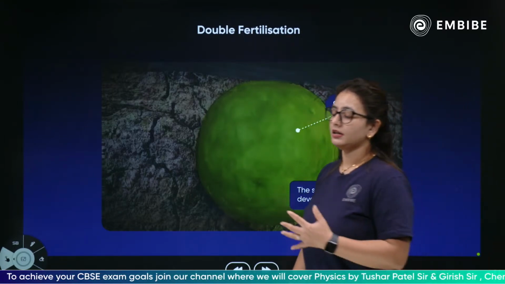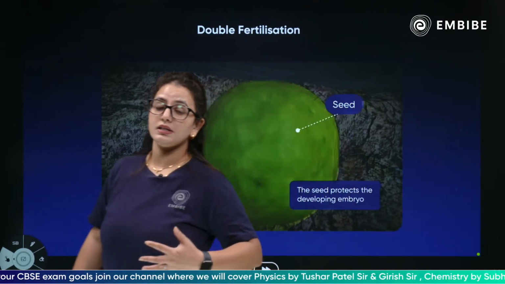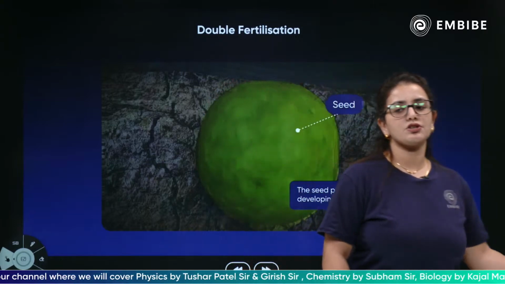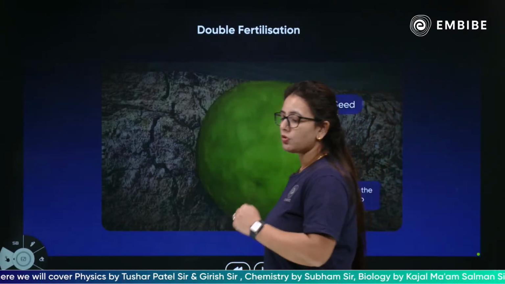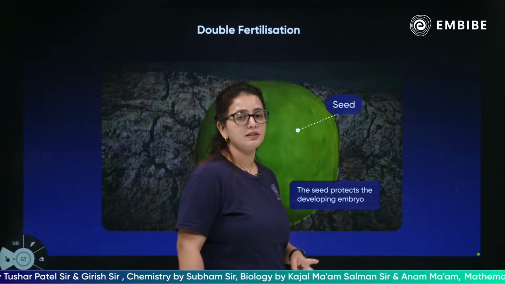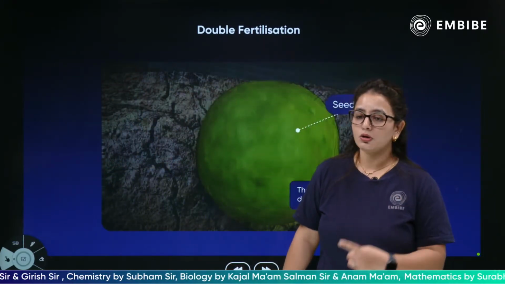So, this is what double fertilization is. This is what the angiospermic family is known for. Yes, they show the double fertilization and triple fusion. What is double fertilization? When the two male gametes fuse, one with the egg cell, the other with the polar nuclei.